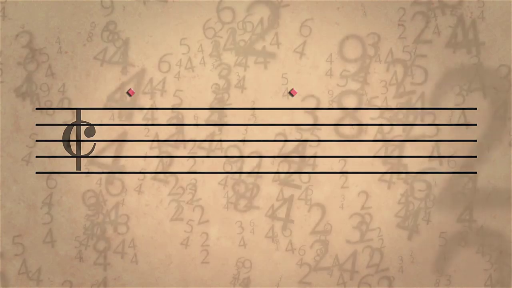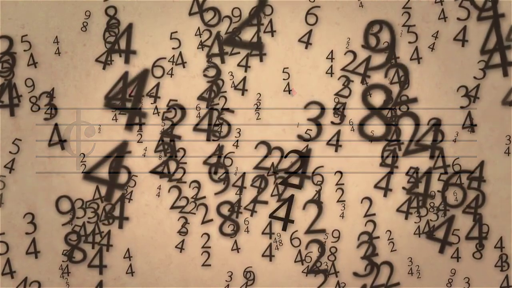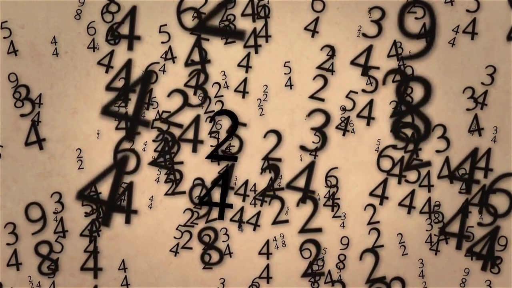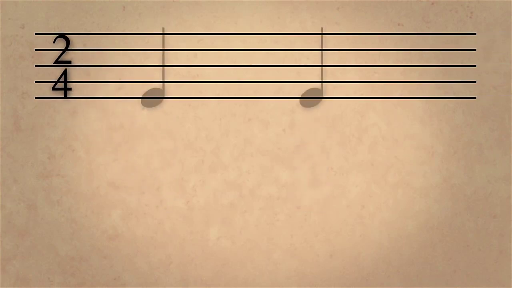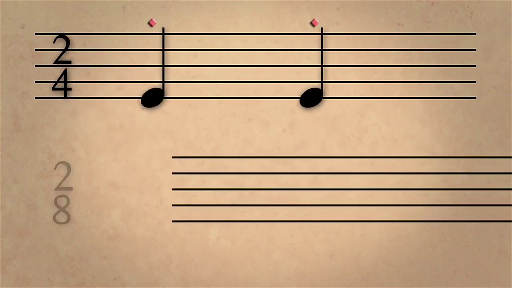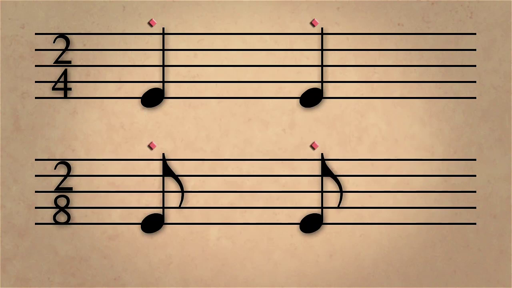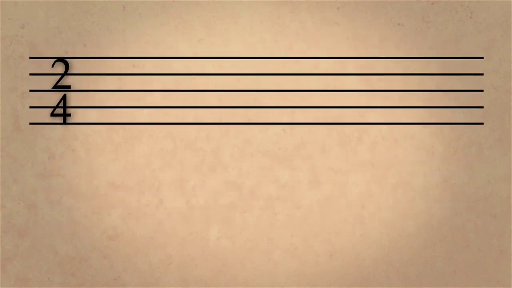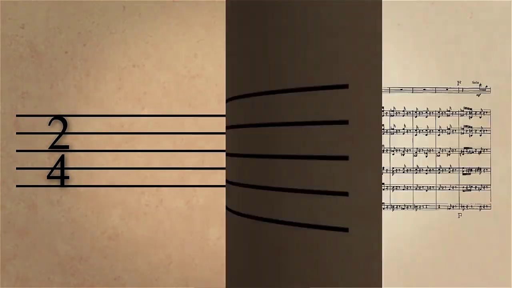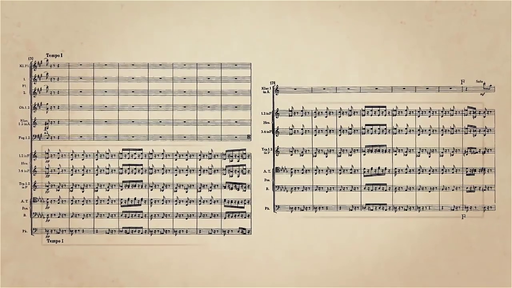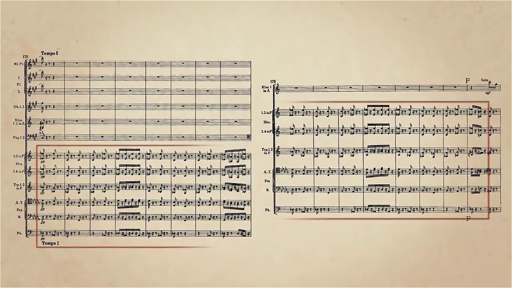There are 2 other common meters with a 2-beat feeling. They are 2/4 and 2/8. In 2/4, a quarter note gets 1 beat, and in 2/8, an eighth note gets a beat. A march is usually notated in 2/4 time. Let's look and listen at the middle of the 3rd movement of Tchaikovsky's 4th Symphony.